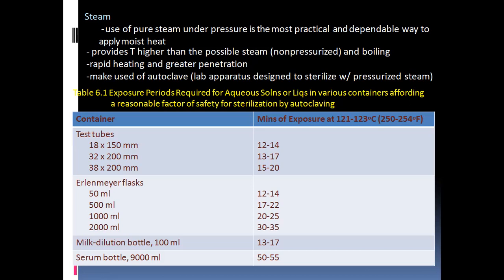If we talk about the flask, Erlenmeyer flasks are there: 50 ml, 500 ml, 1000 ml, and 2000 ml. The exposure time will vary from 12 to 35 minutes. Same is the case for milk dilution bottles. If we talk about 9000 ml, it will take 50 to 55 minutes at 121 degrees C.